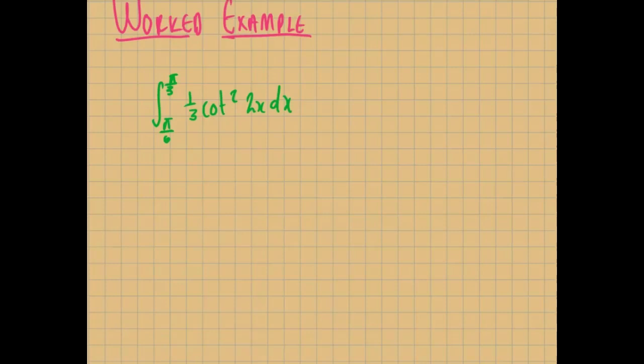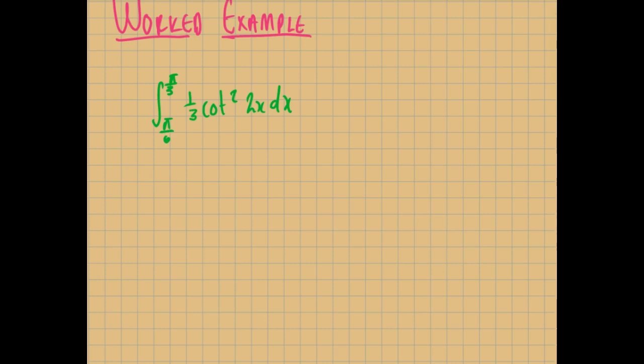So here is another one. It's saying find the integral of 1/3 cot squared 2x with respect to x from pi over 6 to pi over 3. The moment I see a cot squared, I know I don't have that integral. So what's going to go in my instinct?